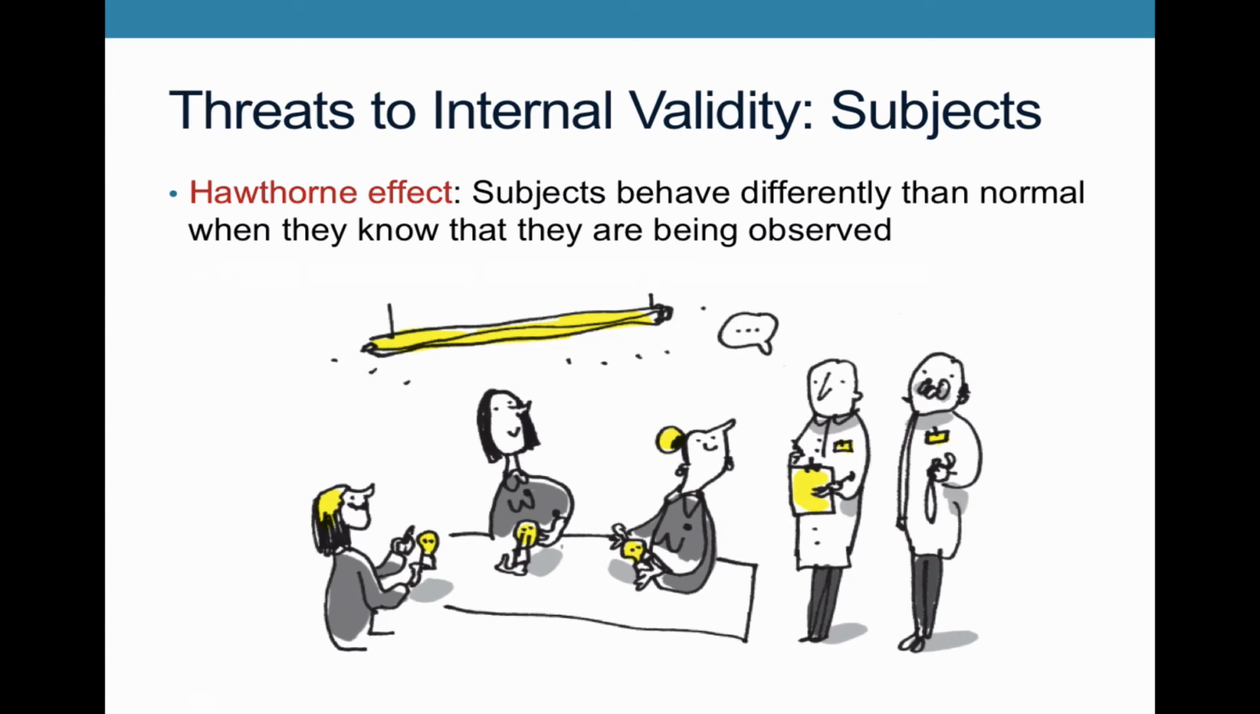Another threat to internal validity on the subject side is what is known as the Hawthorne effect. And we talked about this with the external validity lecture as well, which is that people behave differently than normal when they know that they are being observed. And so there's another effect going on here.